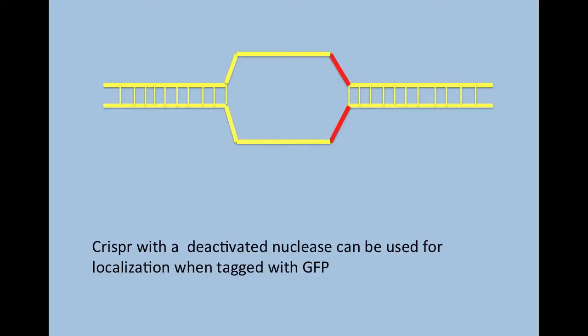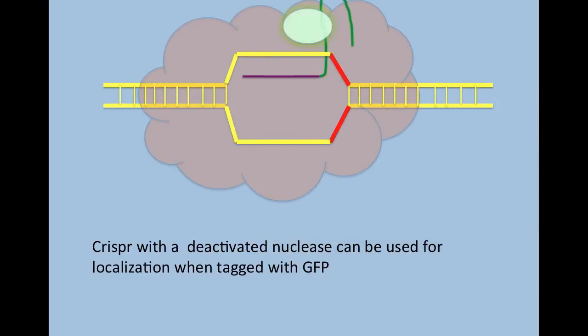CRISPR-Cas9 can also be used for fluorescent localization of genomic sequences. If the Cas9 nuclease is deactivated, the guide RNA of CRISPR can be used to localize specific loci in the genome. A GFP tag is added to the CRISPR complex and fluoresces when binding occurs.